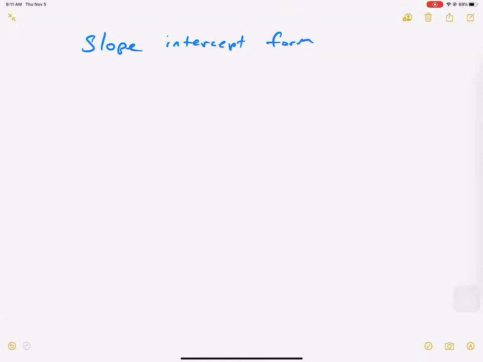And our pattern here is that if we have y is equal to, now the important part of slope-intercept form is that y is by itself. And we have something called mx plus b. It means the number in front of the x is what we call the slope, and the number by itself is our y-intercept.